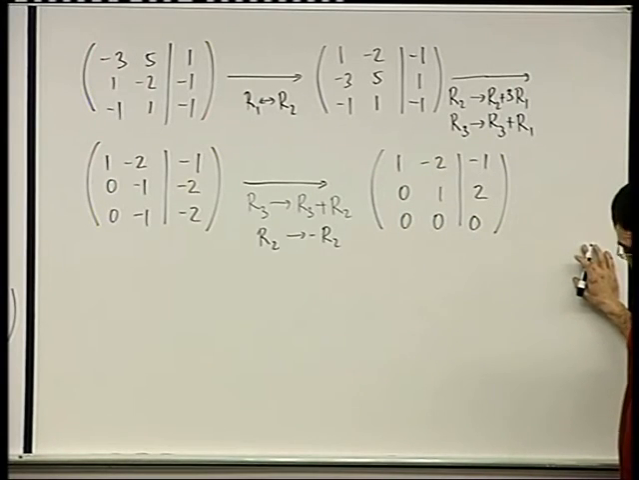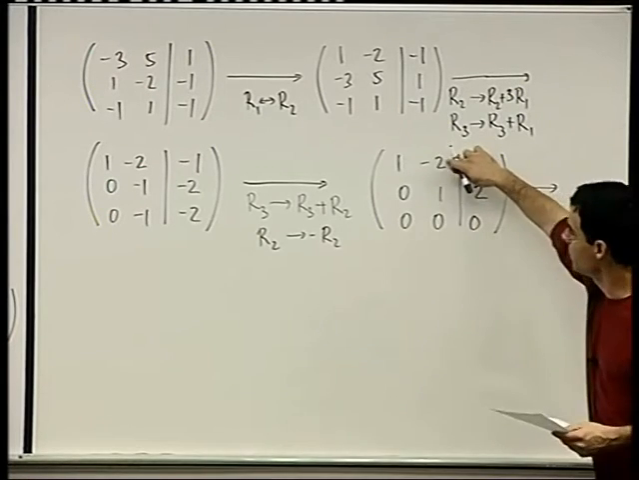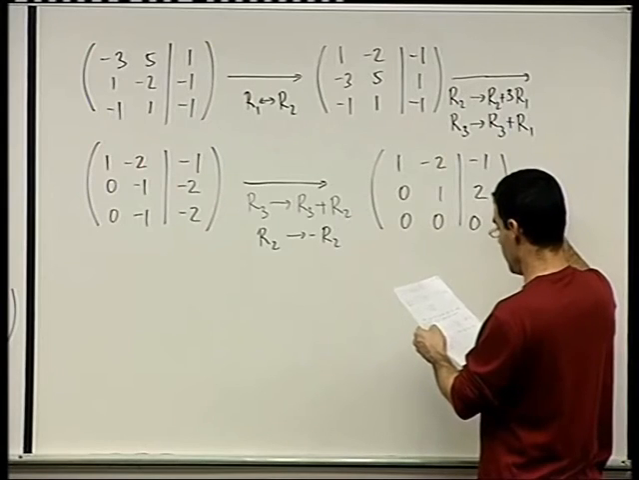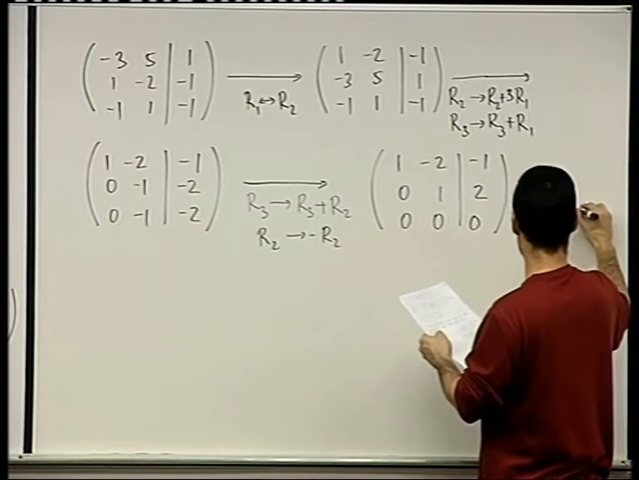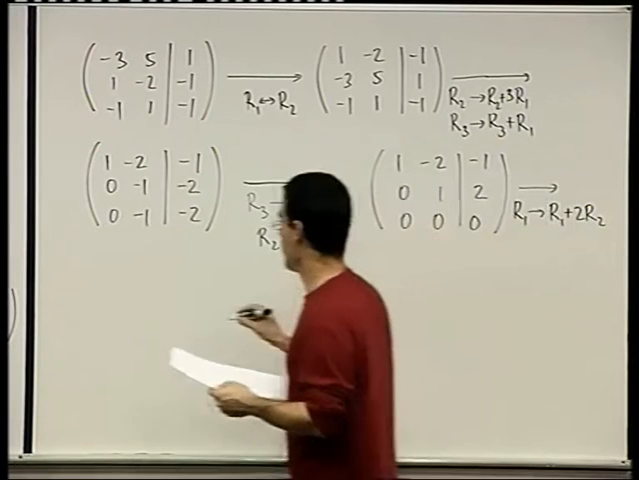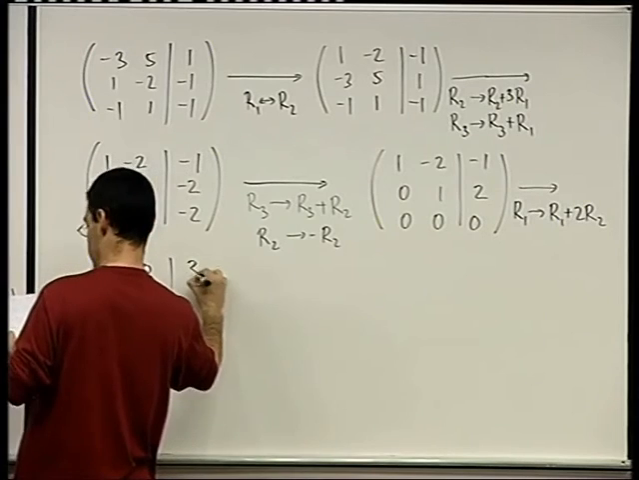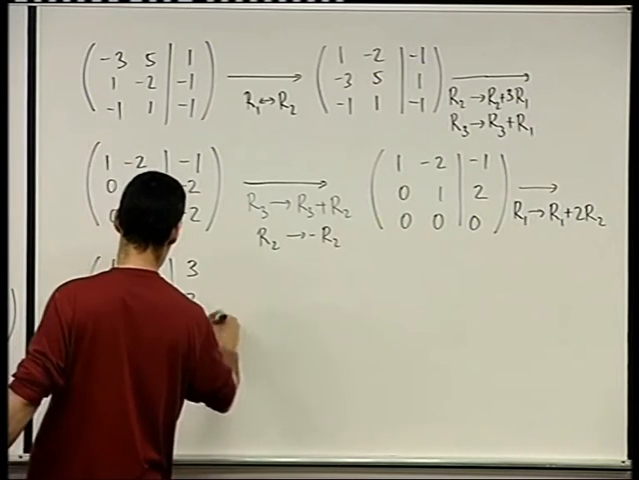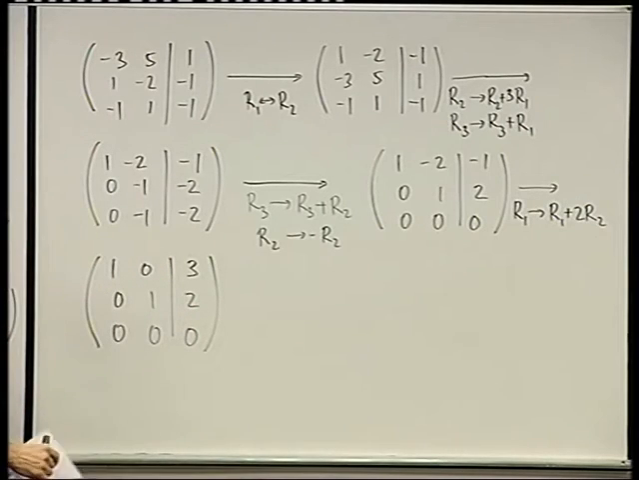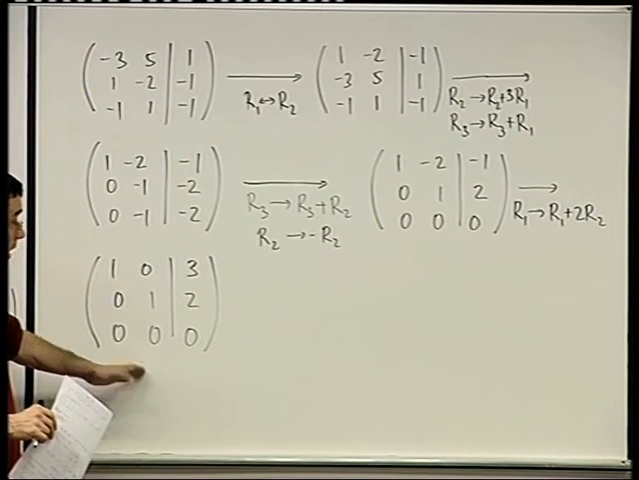Good. And finally, all I need to get rid of is this negative 2 here. So I'm going to write R1, replace it by R1 plus 2R2. And I'm going to get 1, 0, 3, 0, 1, 2, and 0, 0, 0. Right? Now it's in canonical form, right? And it has a solution.